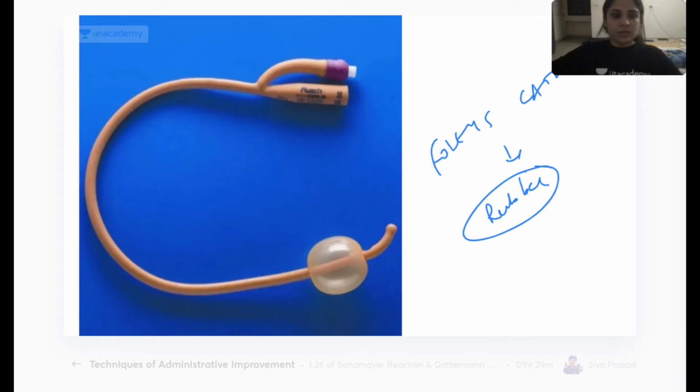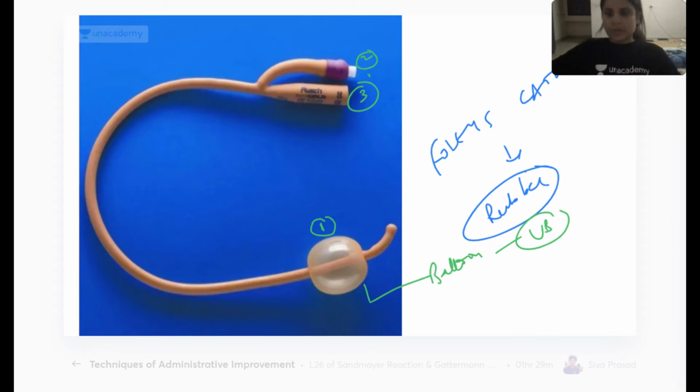Okay, now in the Foley's catheter, quickly identify for me what is one and what is the location of one. Very good. So one is the balloon which helps in securing the catheter. What is the location of the balloon? It is in the urinary bladder. If you do a USG of the urinary bladder, you will find the inflated balloon in the urinary bladder.